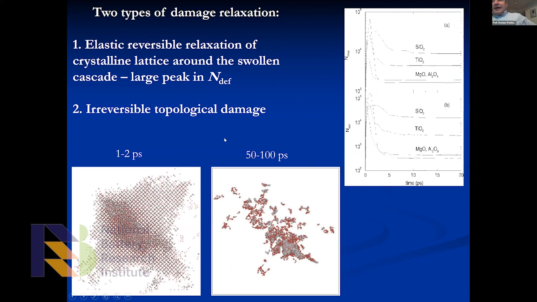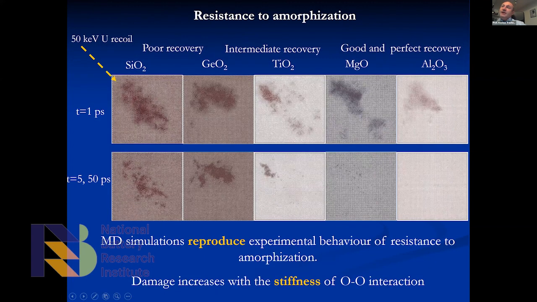We also realized that this modeling can actually give us some predictions. So what I've shown here is that I've simulated this series of radiation damage across the series of oxides. Okay, I took silicon oxide, germanium oxide, titanium oxide, MgO, and corundum. I simulated radiation damage in all of them, and then here I look at the damage at the very beginning, at 1 picosecond. And you can see that there is quite a lot of damage here.